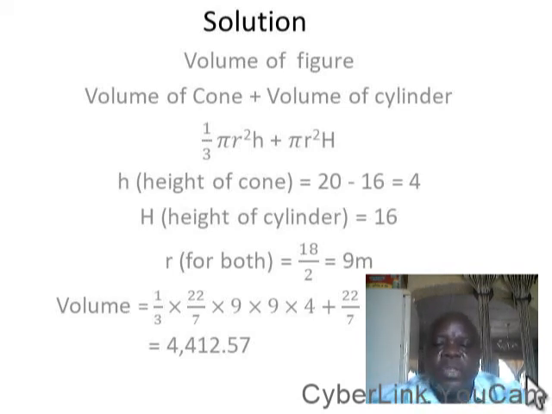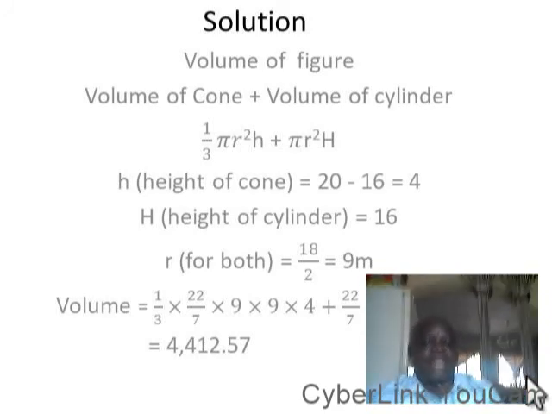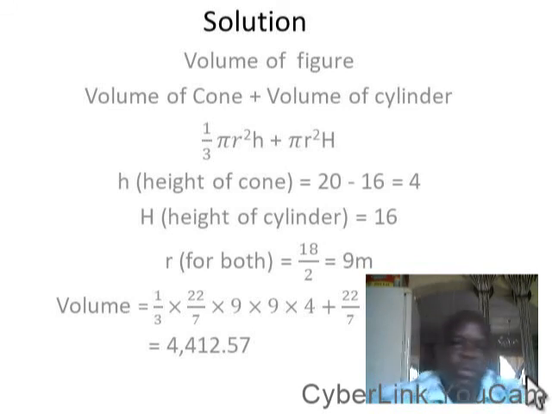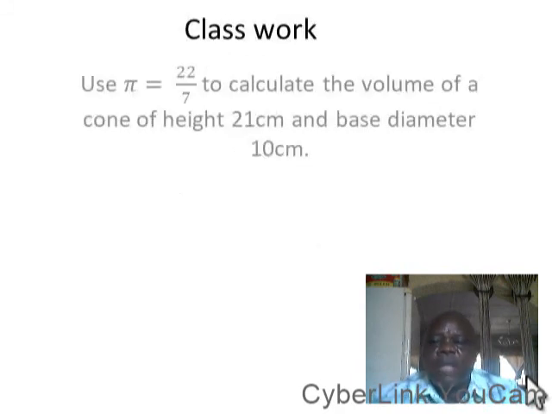Thank you. So I'm going to post classwork on the test to you. Please respond to it. Use pi as 22/7 to calculate the volume of a cone of height 21 centimeter and base diameter 10 centimeter. Please send in your solution as text.